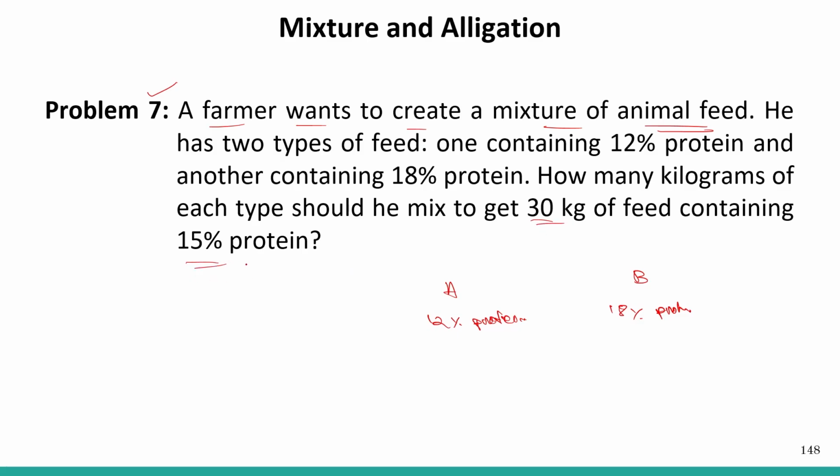Okay, this is the target mixture we want. So let's see how much pure protein is there. So the amount of pure protein is equal to what? 30 kg into its concentration, which is 0.15, because 15% in decimal form is 0.15. So this will be 4.5, right? So this much kg of pure protein is there. So this must be equal to the amount of protein from type A and type B.